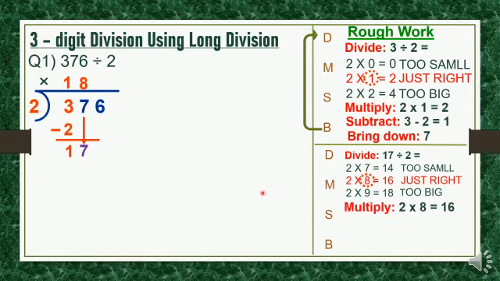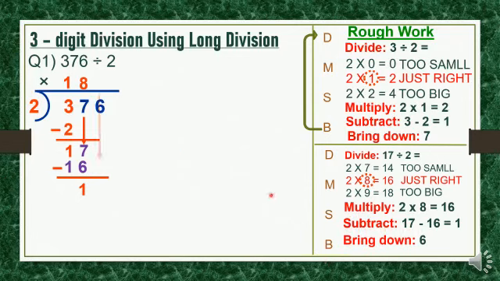Now we have to multiply this 2 with 8, so we get a 16. So let's write that 16 under 17, and then we need to subtract. So what do we get after subtraction? It's 1. Then the next step is to bring down. So we bring down the 6, which is the next number. This is the extra step which we are taking to bring down. In 2-digit division, we didn't have a third place, so we stop it after 2 steps. Now we have to take one more step, that's the third step.